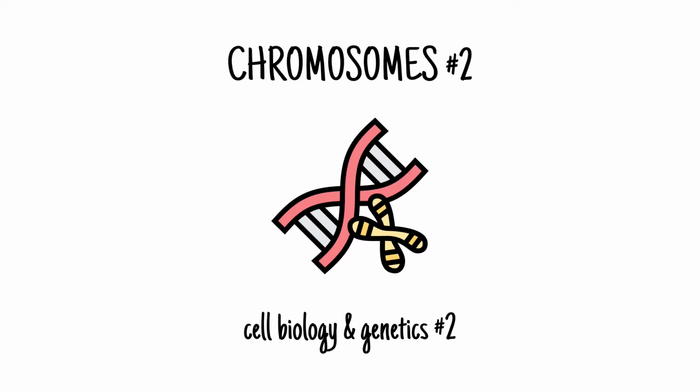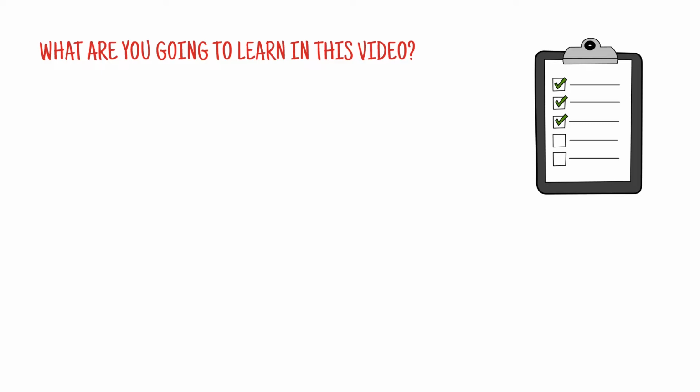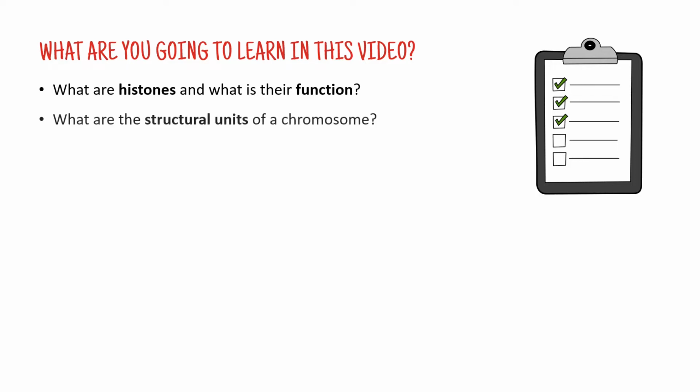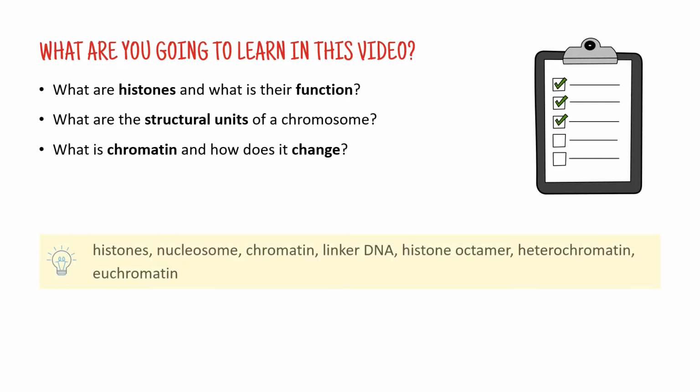In this video, we're again going to talk about chromosomes. Last time we talked about what chromosomes are, their structure, different types, etc. If you haven't seen the video, the link is in the description. Today, we're going to talk about what histones are and what their function is. We are also going to look at the structural units of the chromosome, and I'll explain what chromatin is and how it can change. After watching this video, you will also understand the terms histones, nucleosome, chromatin, linker DNA, histone octamer, heterochromatin, and euchromatin.